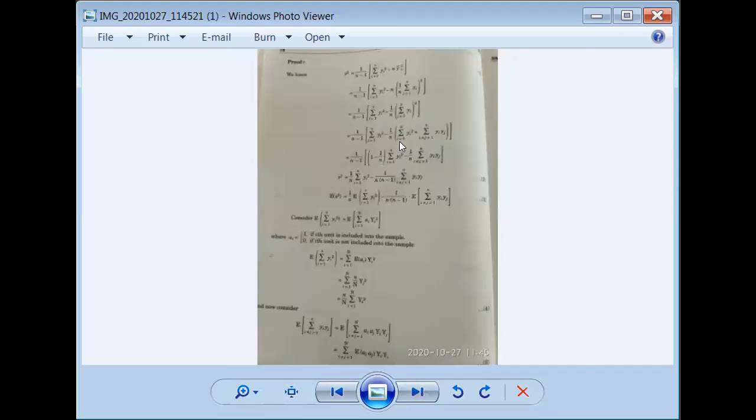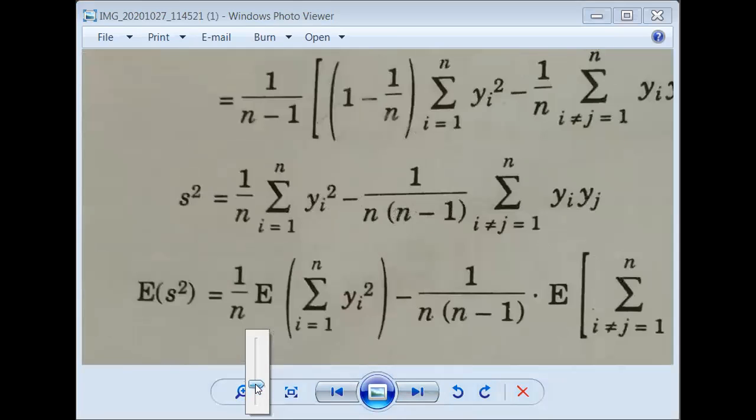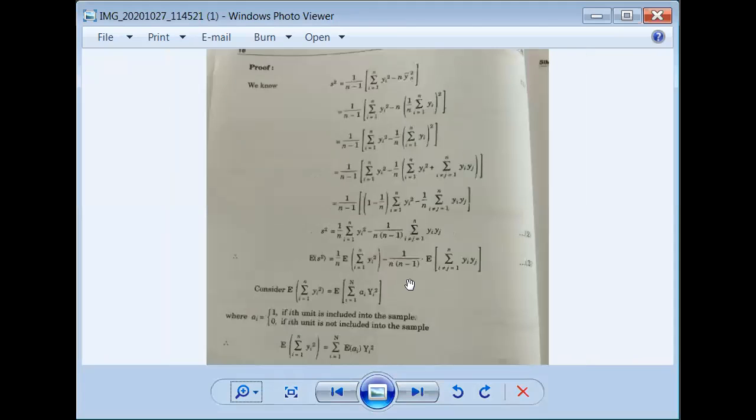So how can we prove this theorem? See here, what is the proof? We know the sample mean square formula: small s square equals 1 by n minus 1 summation i equal to 1 to n of yi square minus n into small y bar n square. In this formula, I am taking the sample mean, whose formula is 1 by n summation i equal to 1 to n yi.